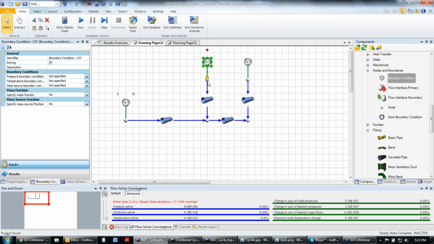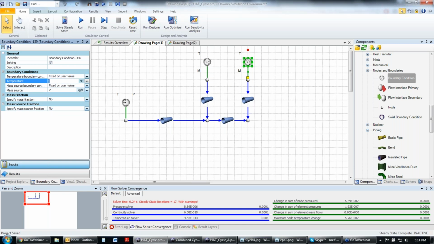And for the water side, let's say we want a mass flow for the water of 1.5 kilograms per second. Then I can say fixed on user value, say 1.5, and then also specify a temperature where the water comes in. And then I'll go to the fuel. And let's say a mass source. I'll specify a mass source of 2, and the temperature of the fuel as it comes in, let's say that will be 30 degrees C.